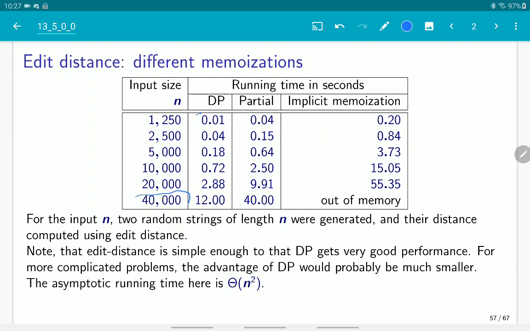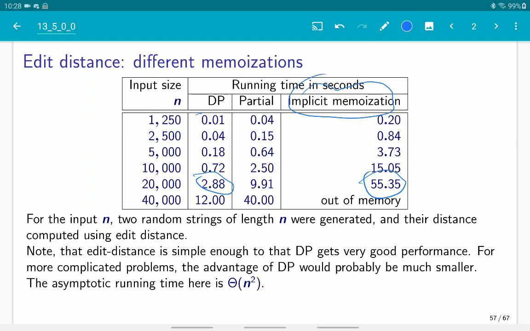And you can see when the problem is really large, in fact, the implicit memoization ran out of memory, sorry, which is kind of sad, but okay. And that's it, right? So the thing to remember here is that this is a very special case. Edit distance is a very simple dynamic program. So the overhead of doing the implicit memoization is quite large. So the running time difference is quite significant.